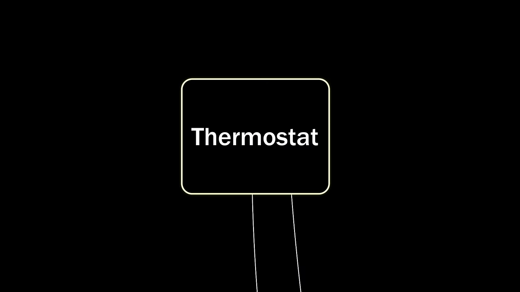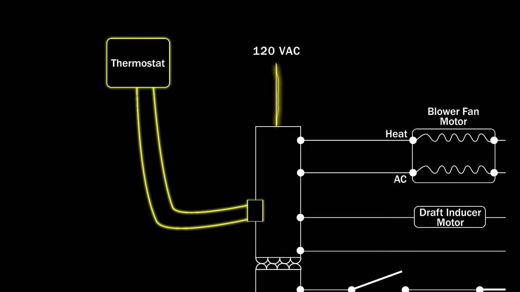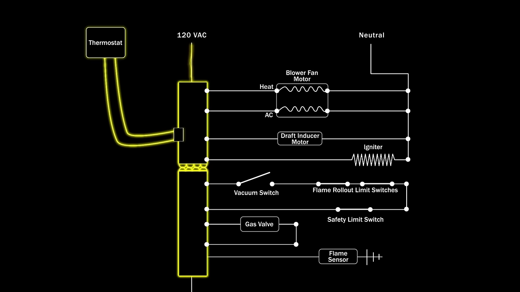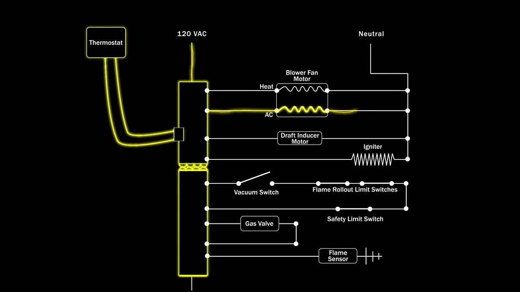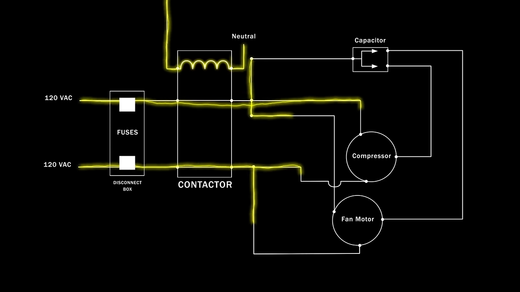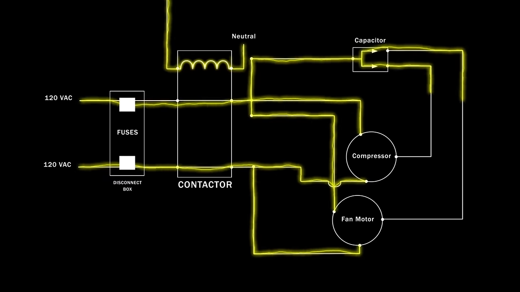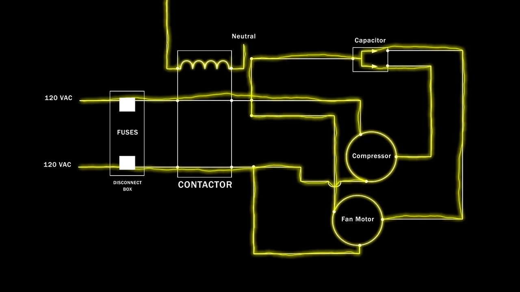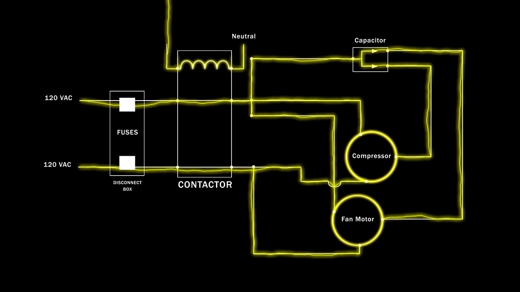When the thermostat detects an increase in temperature, it closes the cooling circuit, allowing voltage to travel to the control board. The control board uses a time sequence to send 120 volts of alternating current to the circulation blower fan motor in the furnace, and 24 volts to the condensing unit contactor. When the condensing unit contactor is energized, it allows 240 volts to flow through a nearby disconnect box to the compressor and condenser fan motor.